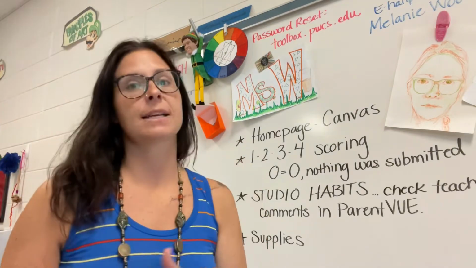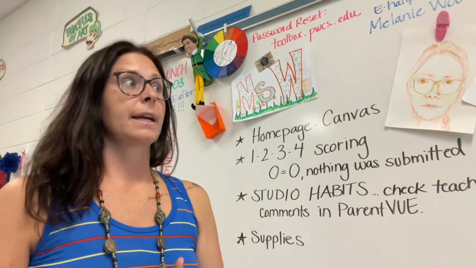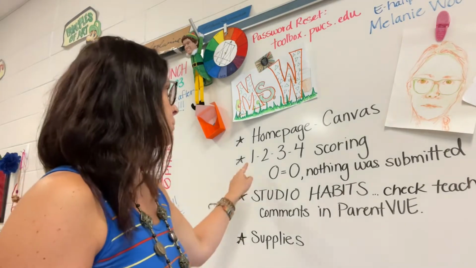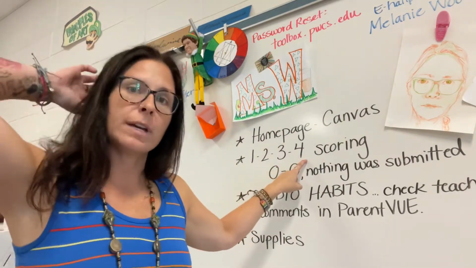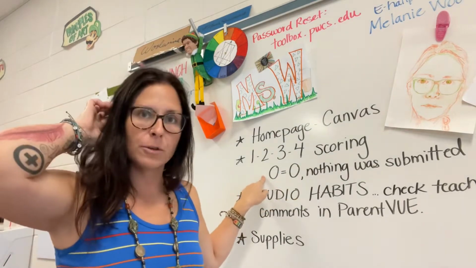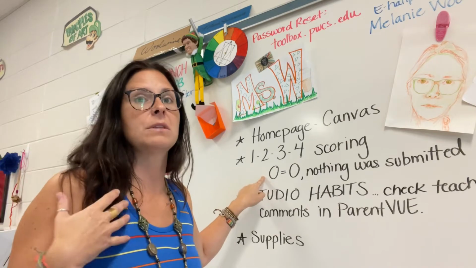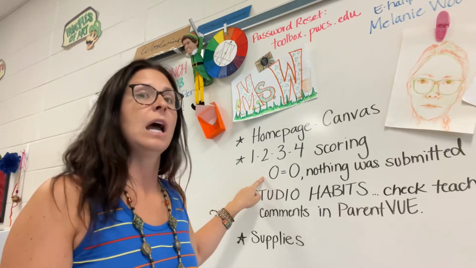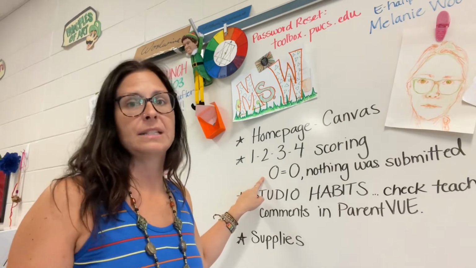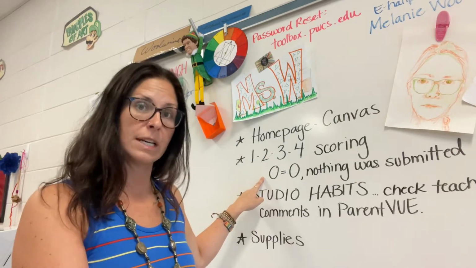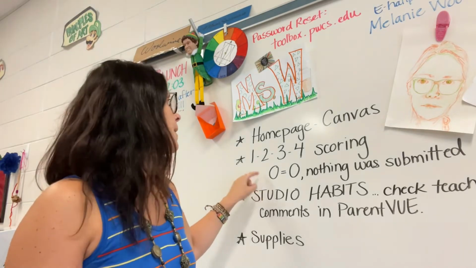So then the next thing is scoring. Scoring of assignments is a 1, 2, 3, 4 scoring. If your student ever gets a 0 in the grade book, that just means that nothing was submitted. They didn't submit anything to me, so they earned nothing in return. A 0 is a 0. I don't put NHIs in the grade book. They're in high school. They need to know that if they don't turn anything in, it's a 0.